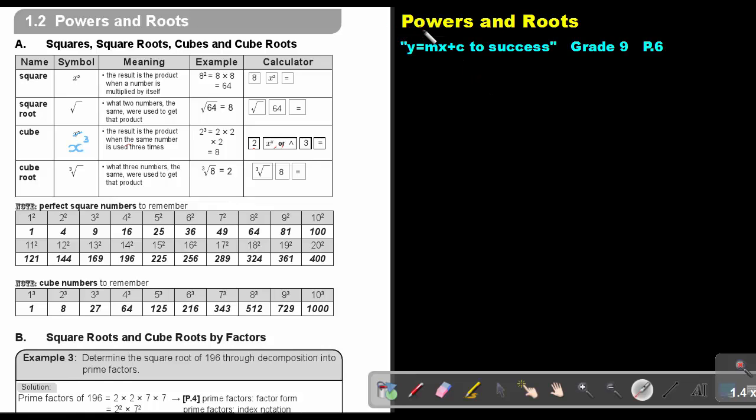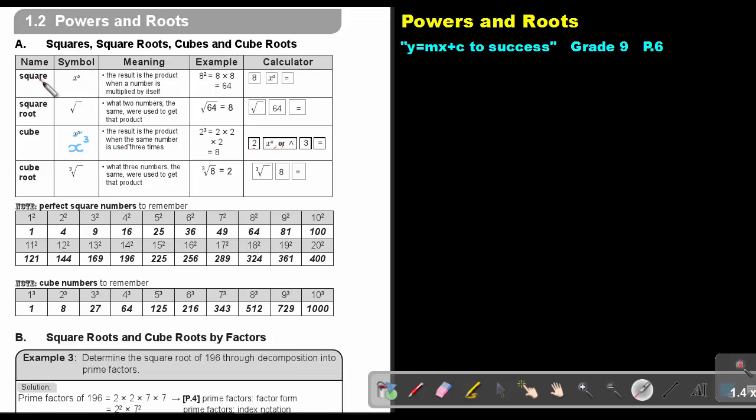Part 4, Powers and Roots. You will find this on page 6 in the Namibian Mathematics Grade 9 textbook, y equals mx plus c to success. Squares, square roots, cubes and cube roots.